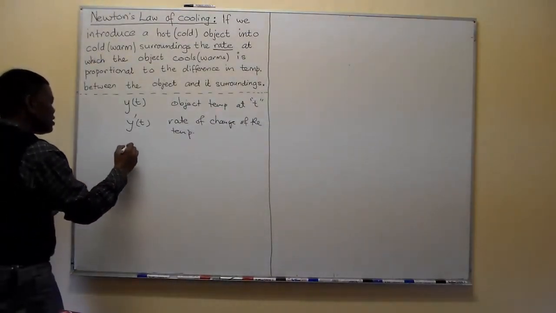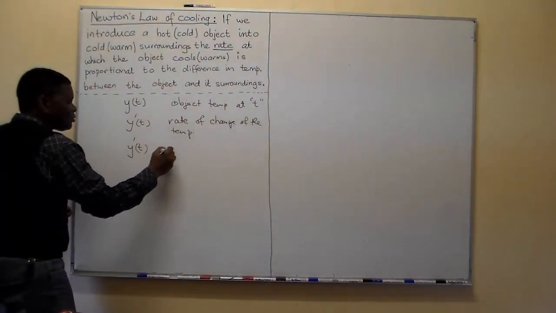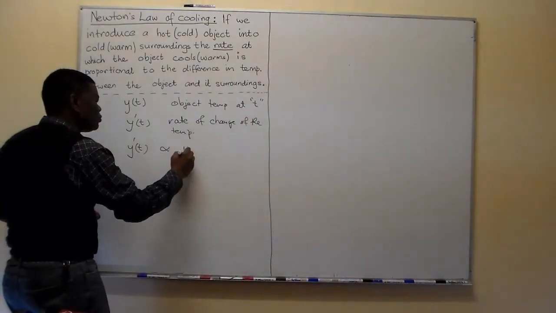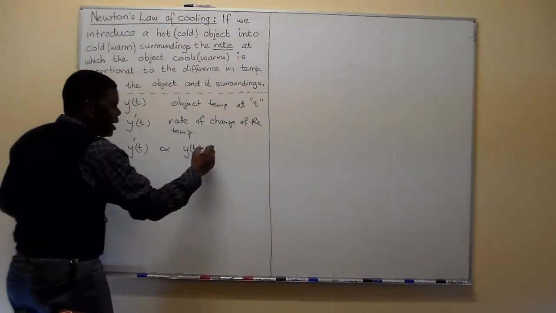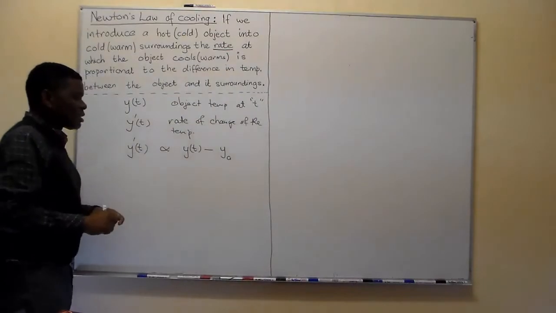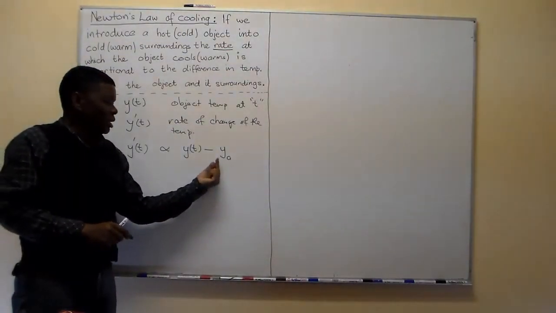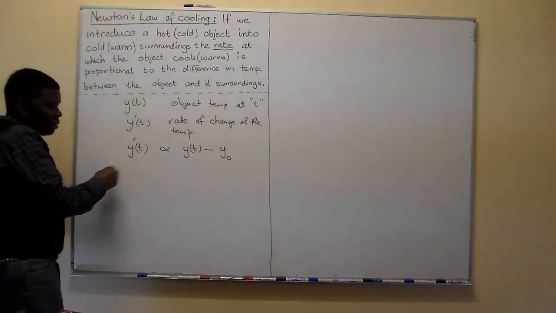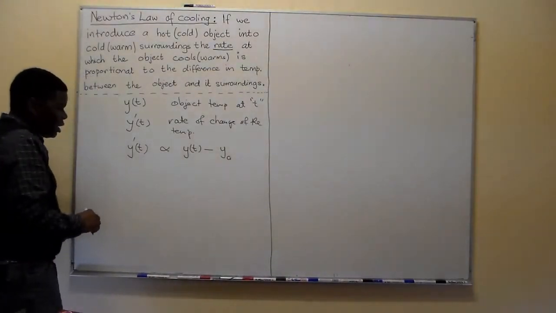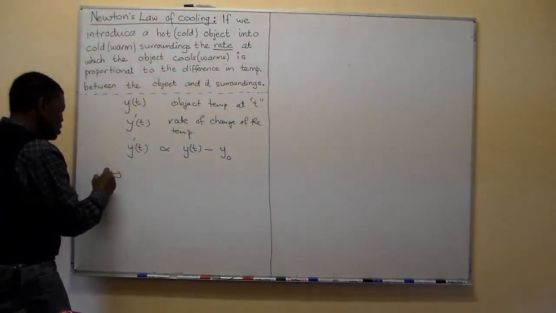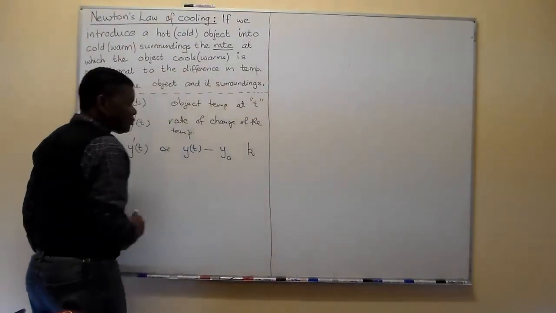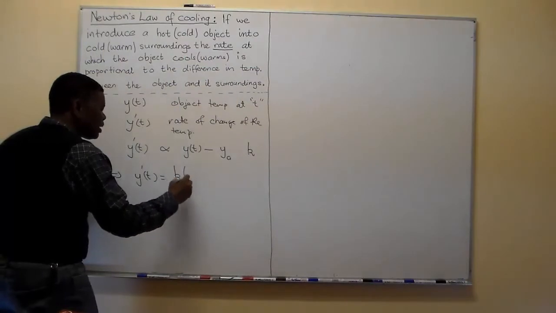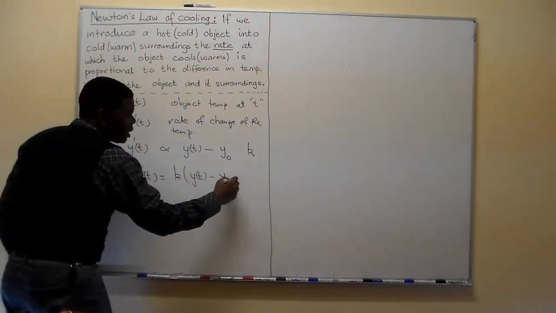So the law says this rate of change is proportional to the difference between the temperature of the object and the ambient temperature. In this case, the surrounding temperature, I'm going to call it ambient temperature, and we denote it here as y sub a for ambient. So in other words, the rate of change of the temperature of the object is proportional to this difference. This is equivalent to saying there exists a constant, let's say constant k, such that the rate of change is equal to k multiplied by y of t minus the ambient temperature.